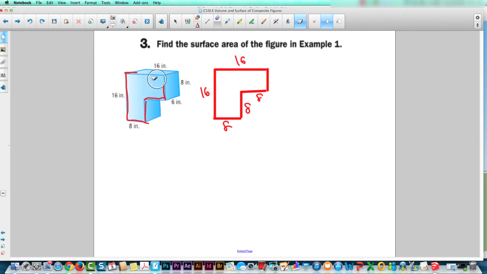Let me erase this so we don't get confused. And I'm going to do this one in green. And I see that I have a 16 by 6, not by 8. You might be tempted to use the number that's near it, but remember this 8 is referring to the length of this edge. I need the length of this edge, which is equal to this. So if it's 6 down there, it's 6 up here. So what I really have is a 16 by 6 rectangle. So I'm going to draw that.